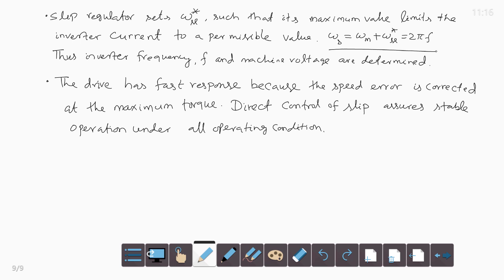This drive has fast response because the speed error is corrected at the maximum torque. So, the drive has fast response because the speed correction always occurs at maximum torque, and direct control of slip assures stable operation under all operating conditions. So, this is a very good scheme. Closed loop control has very good performance.